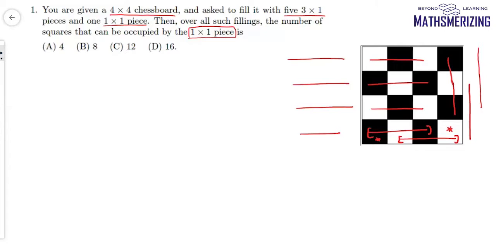Now what if we place the fourth one this way? Then the topmost one can be arranged in these 2 ways, so either I'll have this square free or this square free. That means overall we'll have 4 places where I can put this 1x1 piece. So the answer to this question is simply 4.